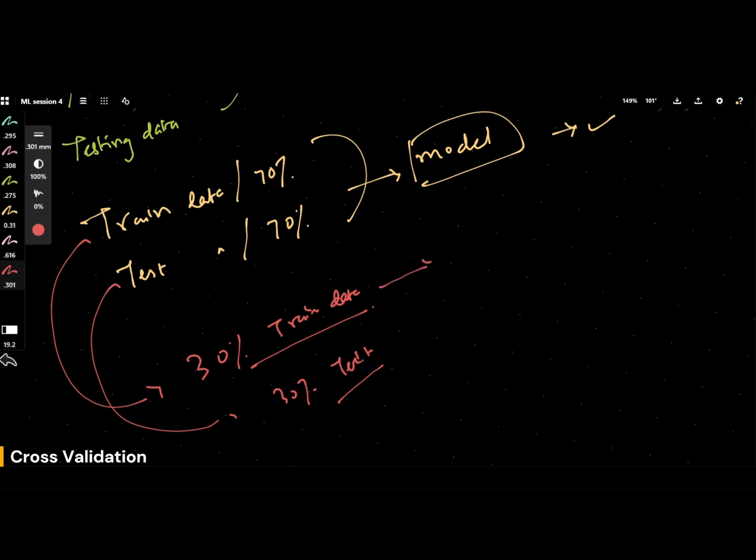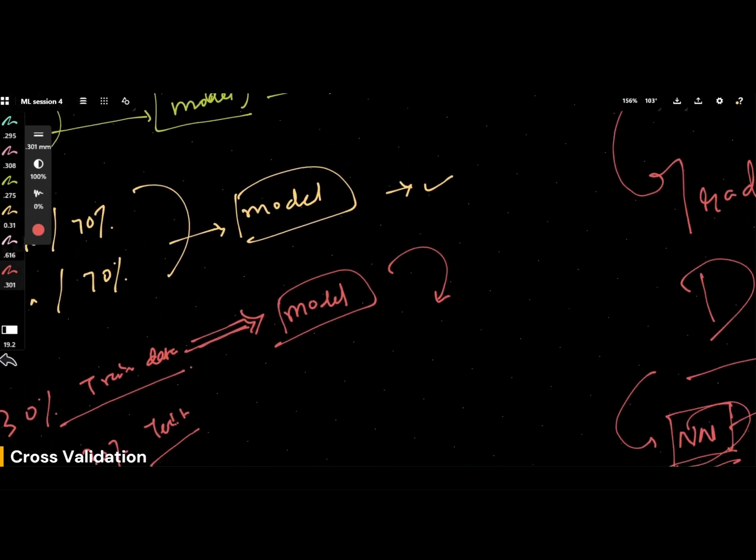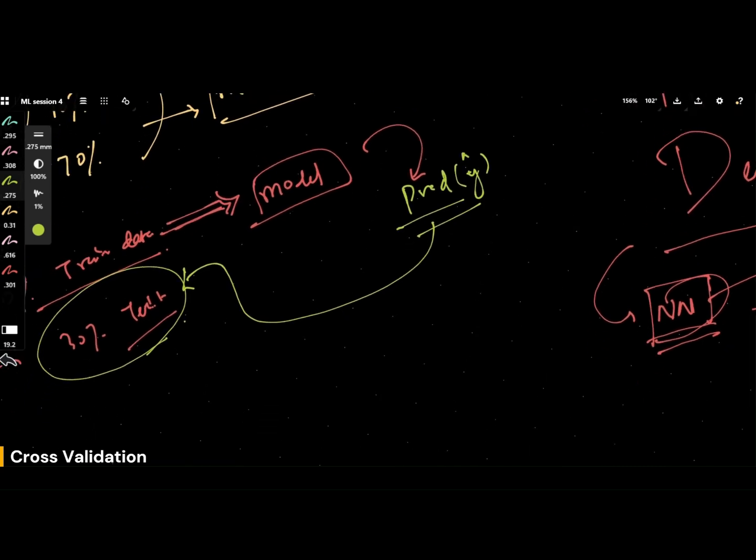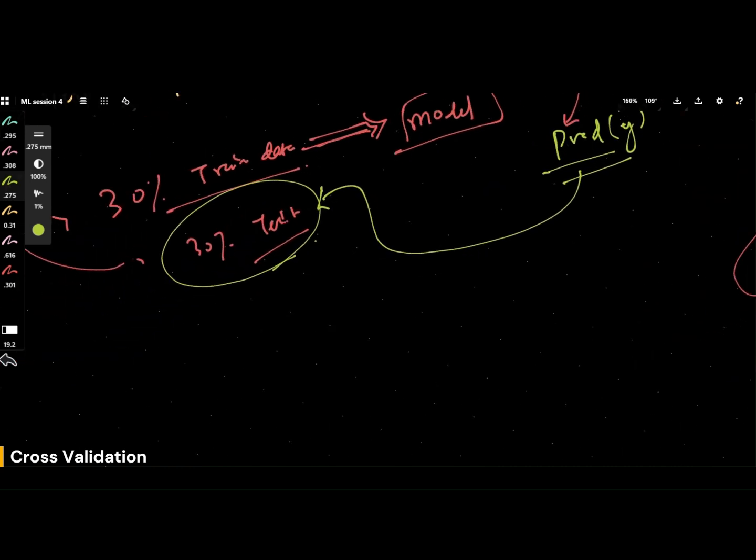So we pass this training data onto the model to predict. Remember this. The model will predict something, let's say y hat. This y hat is tested against this 30% testing data. Now we know how the model performs on data it has never seen before. This is the actual performance of the model.